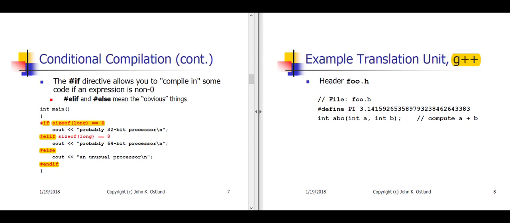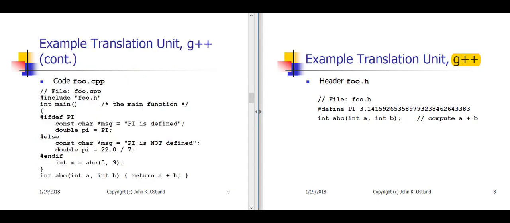Different compilers will have their own unique notation that they use within their translation units. So let's first assume that we have a header file, foo.h, that contains 3 lines of code. The first line of code is a comment that just says the name of this file is foo.h. The second line of code is a pound define directive that defines the token, capital PI, to be replaced by the sequence of characters 3.1415 blah blah blah 383. The third line of code is a declaration of a function named ABC followed by a comment.